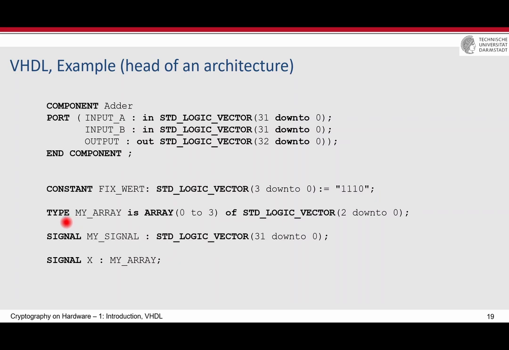And then you define an array. You say my array, or it's one type, is an array of 0 to 3 of a std_logic_vector 2 down to 0. It means that it has 4 elements, the array, and each element is a 3-bit vector. Each element. And then you define one signal and say, hey, my signal is a std_logic_vector 31 down to 0. This is a normal intermediate value of a signal.